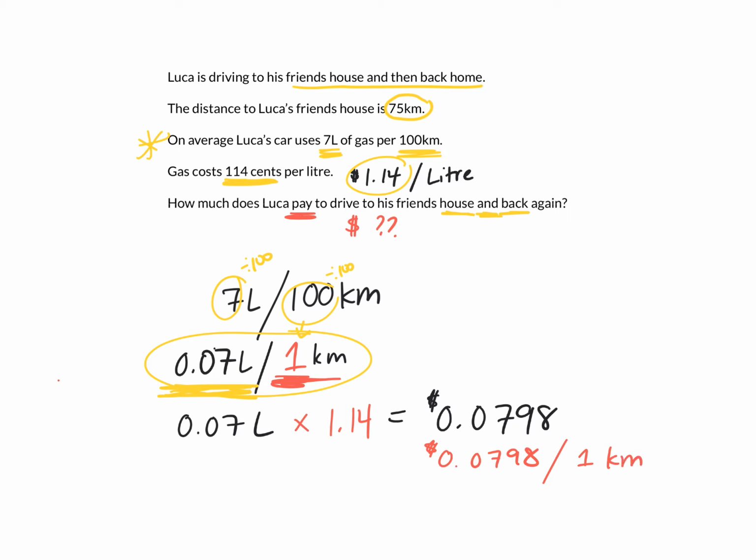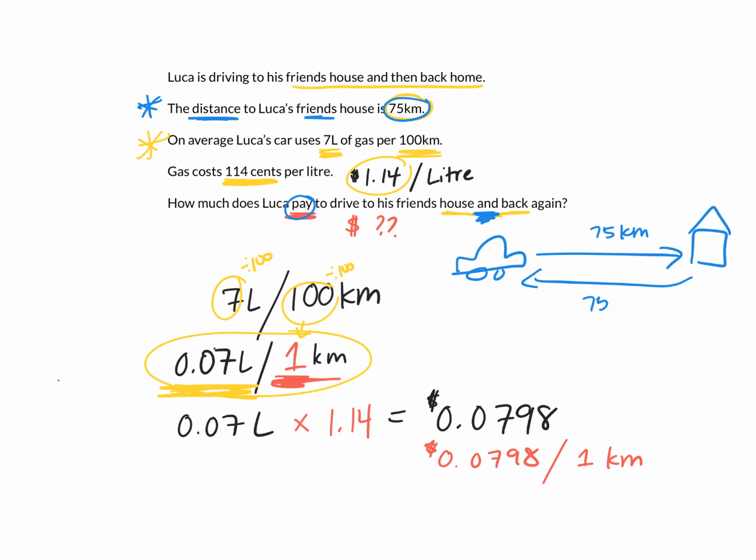Now, how far is he traveling? Let's go back to the question. The distance to his friend's house is 75 kilometers, right? But the question says, how much does he pay to drive to his friend's house and back again? So he's driving to his friend's house. Here's his friend's house. It's 75 kilometers away, and then he's driving back again. So he has to drive another 75 kilometers. So altogether, how many kilometers is he traveling? That's right, 150 kilometers.